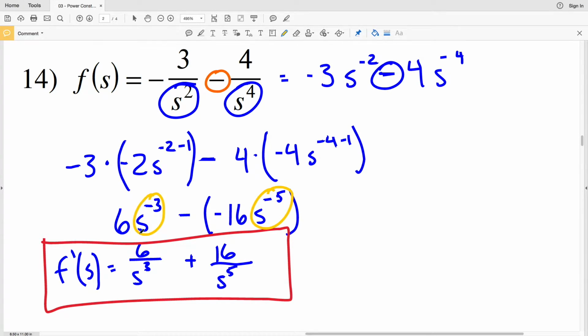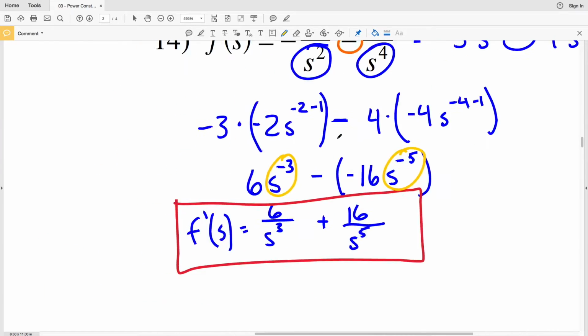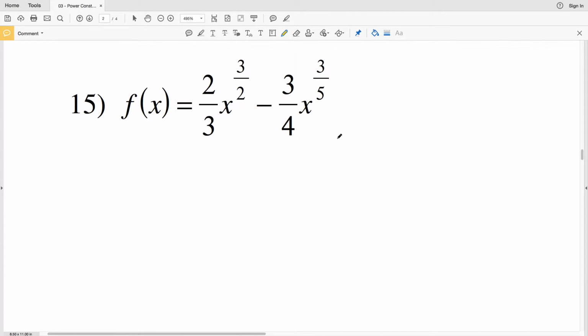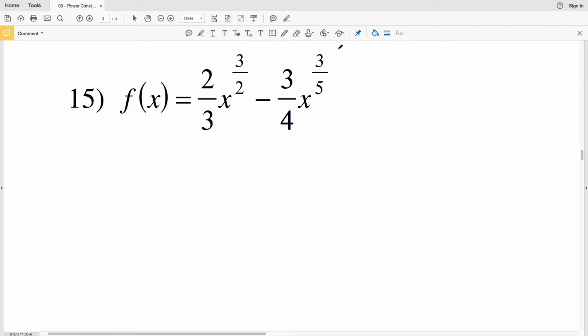So again, if our variable is to a negative number, we can write that as a variable to that positive value in the denominator, or vice versa at the start. If our variable has a positive exponent in the denominator, we can write that as our variable to the negative exponent in order to apply the power rule. Now on to number 15. We're finding the derivative with respect to our variable, and in this case, our variable is x.